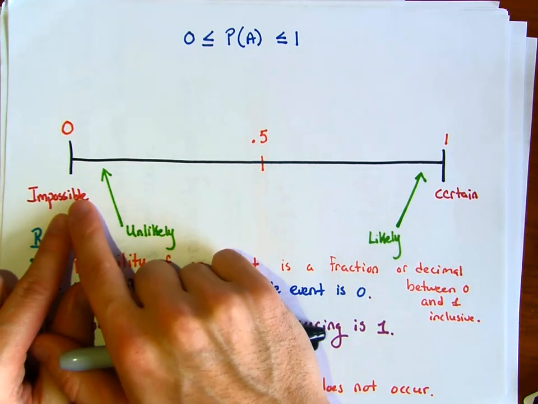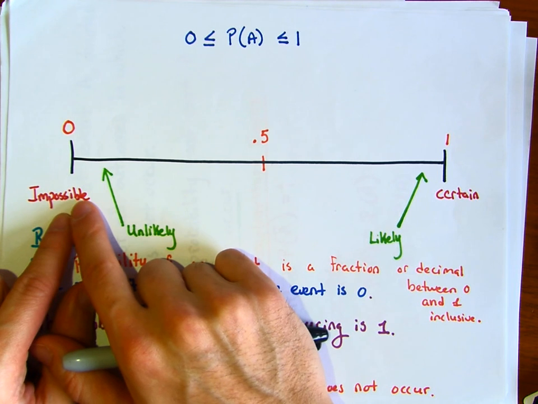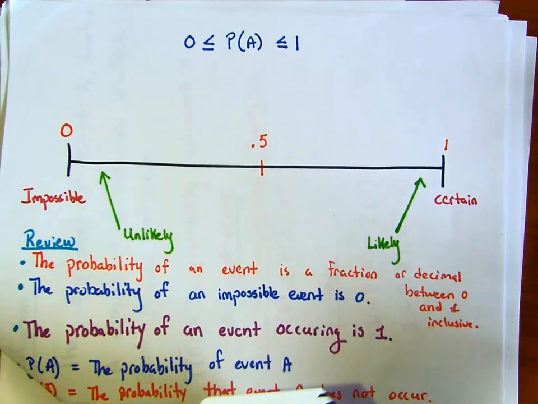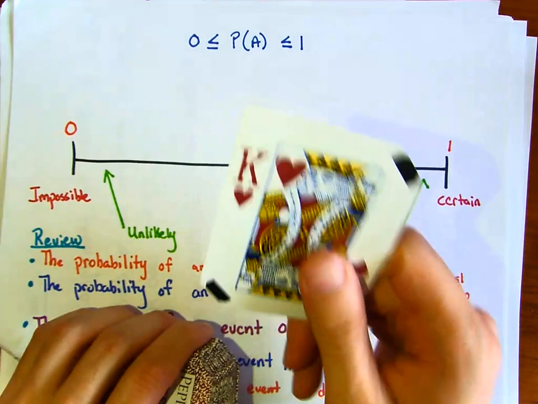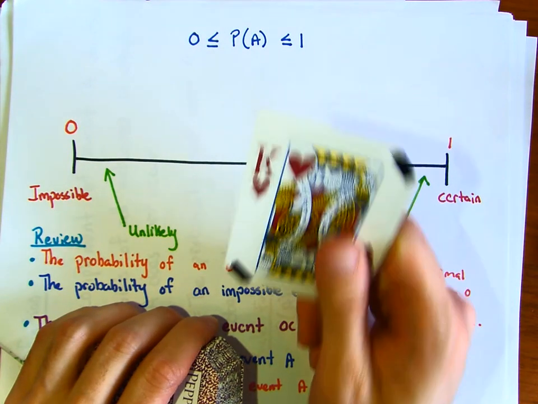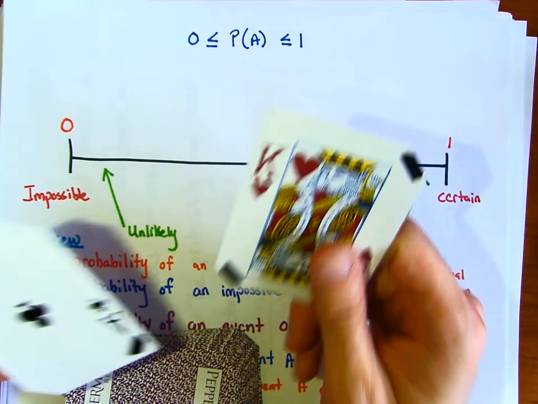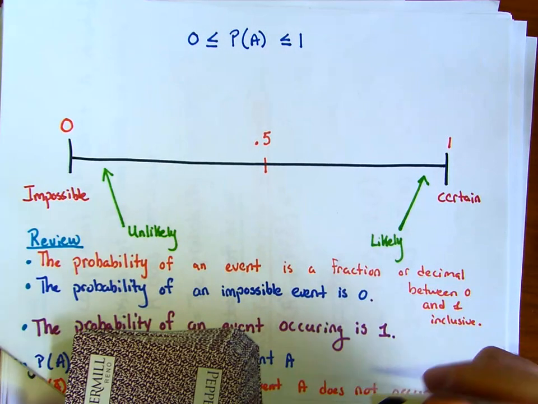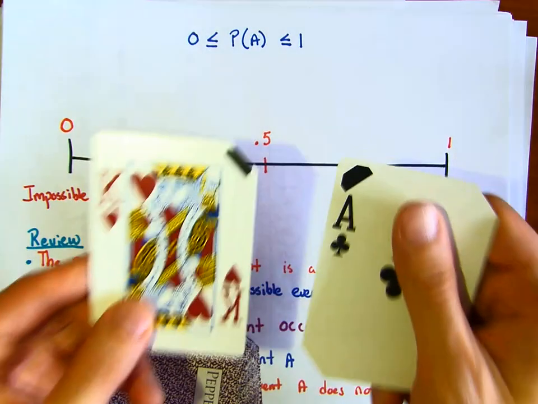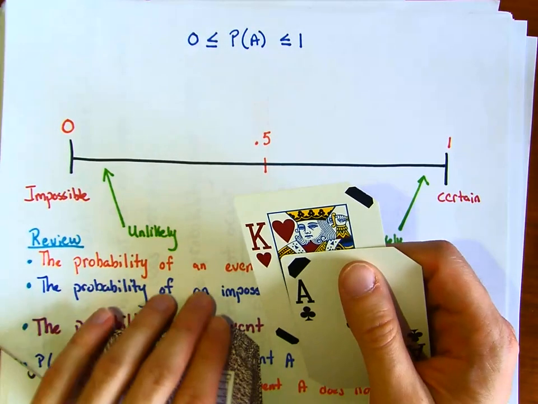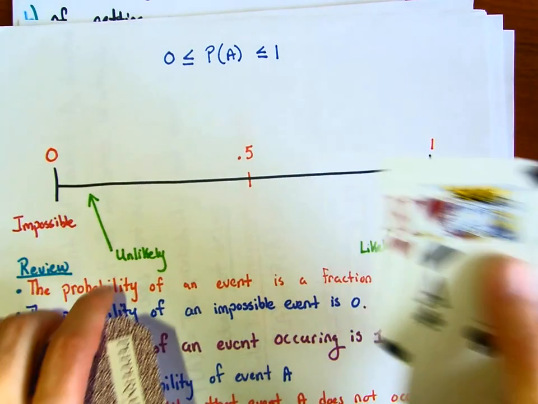Can you think of something that is impossible? Sure, I could think of an example. What's the probability of picking up a king of hearts and an ace? Now that's impossible, because if you pick up one card, you can't have both of these. So yeah, there are many examples of things that are impossible.